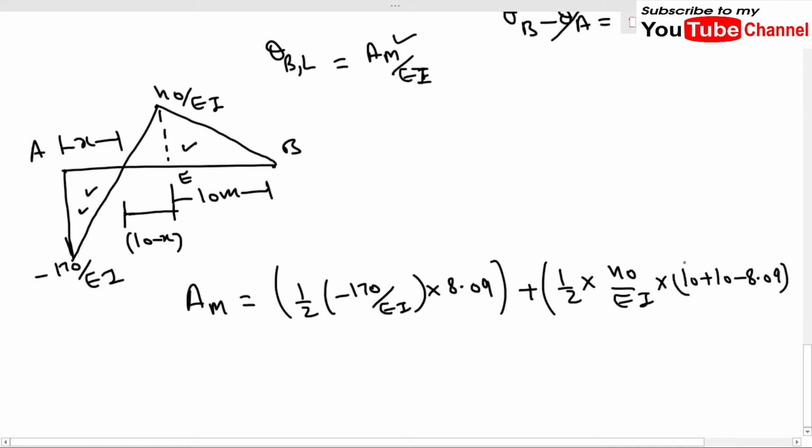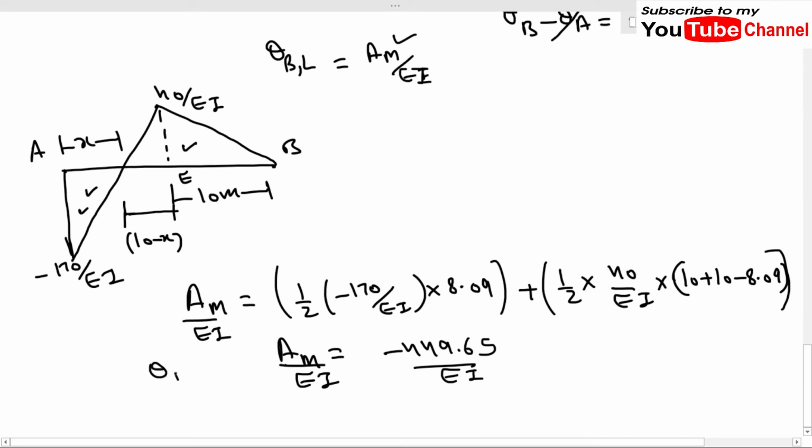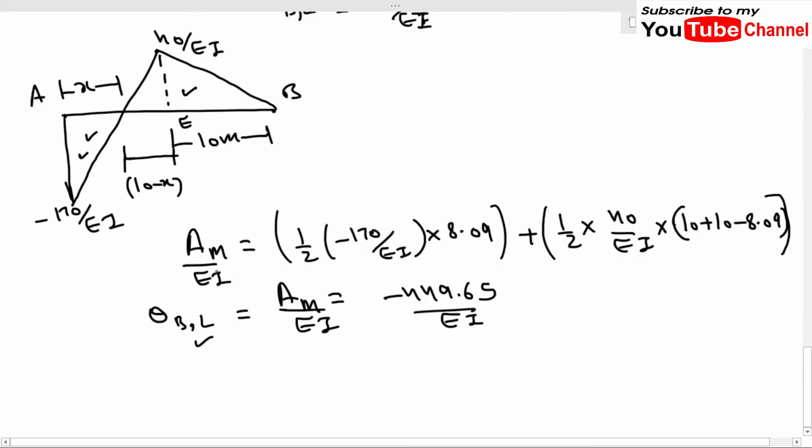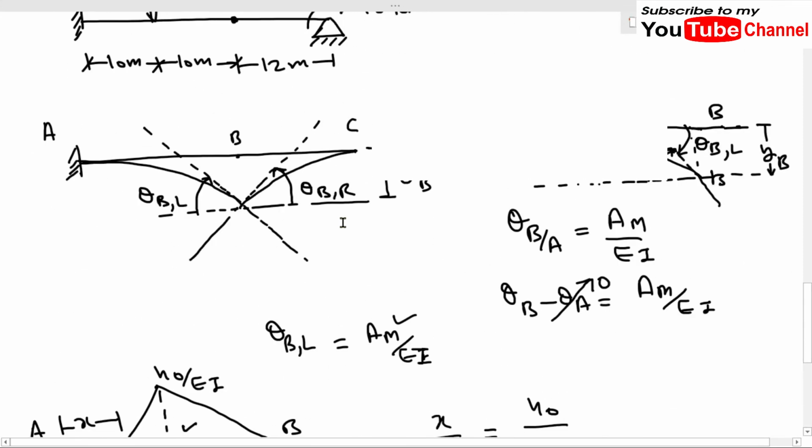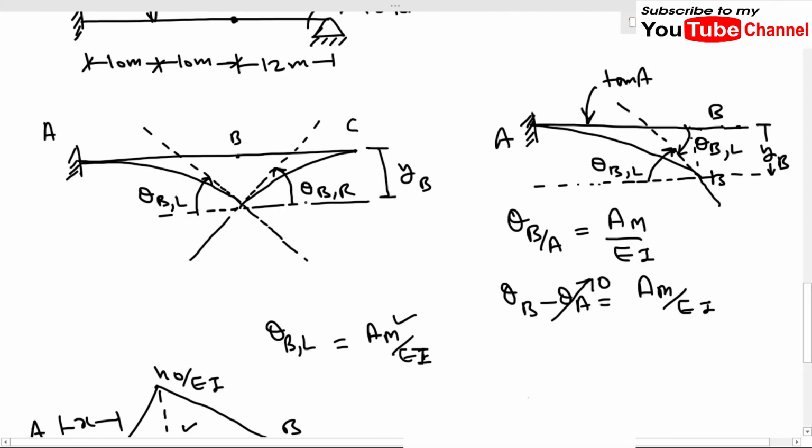After calculation, it will be A upon EI because we are considering EI. So this value will be minus 449.65 upon EI, and this is equal to theta B left. Okay, we have found the value of theta B left. Now the two parameters left to find are theta B right and yB.